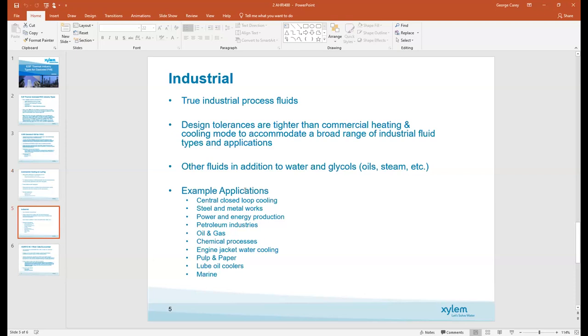Yeah, in terms of the industrial, for the most part, those selections, I think you're going to see they're going to force you into industrial when you start making steam selections. I would say most people here probably aren't working with a lot of oils and different process applications, but if you are, that's an option.